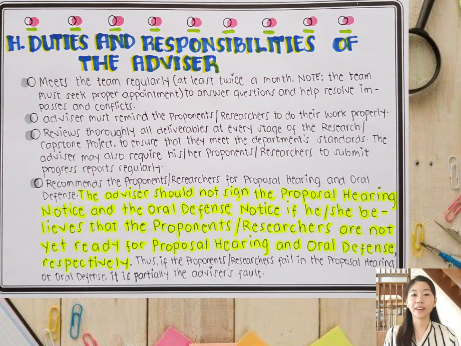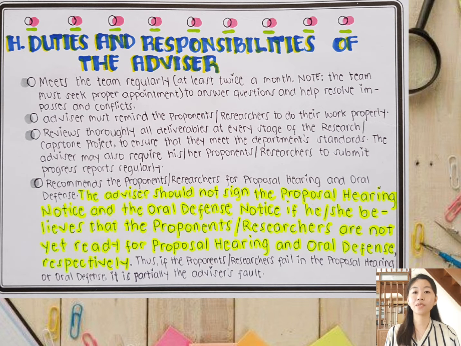Meets the team regularly, at least twice a month. Note, the team must seek proper appointment to answer questions and help resolve impasses and conflicts. Advisor must remind the proponents or researchers to do their work properly. Reviews thoroughly all deliverables at every stage of the research or capstone project to ensure that they meet the department's standard. The advisor may also require his or her proponents or researchers to submit progress reports regularly.